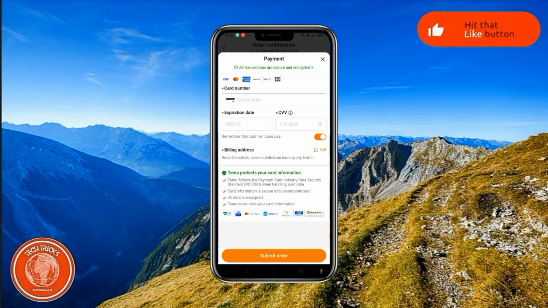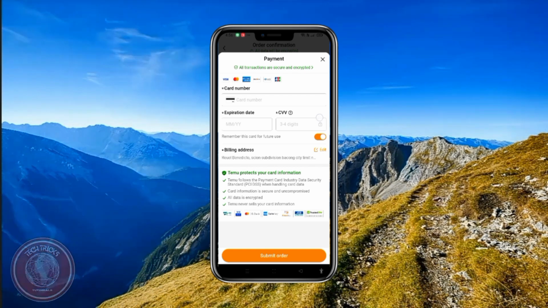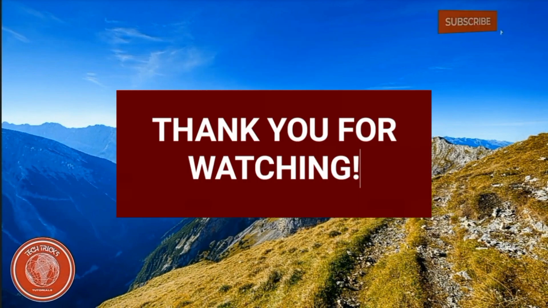Now, depending on what type of payment that you like to, you could also use the cash on delivery as well. Okay, so that's it.